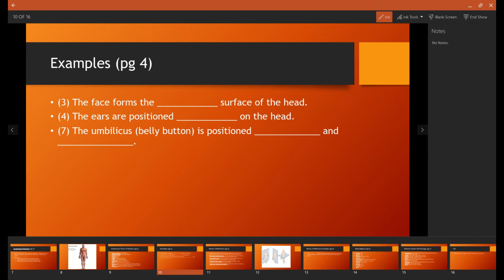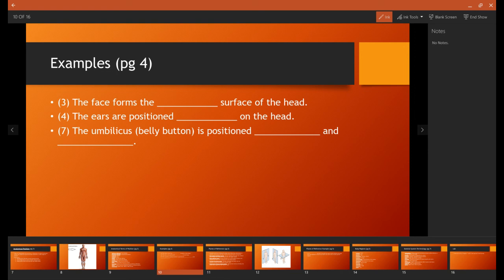The first one, the face forms the blank surface of the head. So if we're thinking about it, the face is on the front of the head. So our best word for that would be anterior. The ears are positioned blank on the head. So now the ears are on the outsides or furthest away from that line in the center of the head or the midline. So our best word for that would be laterally.